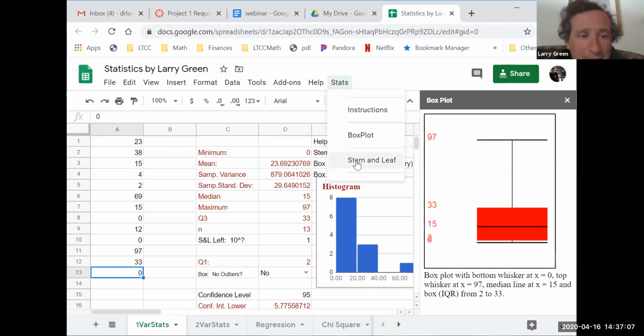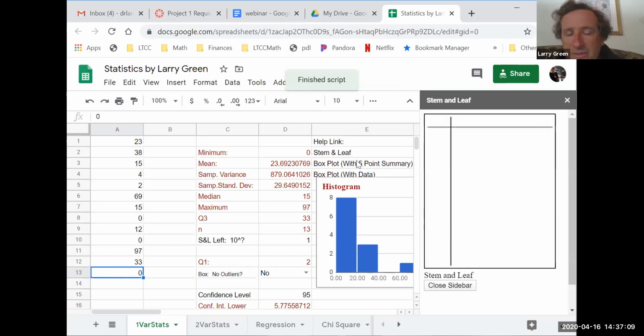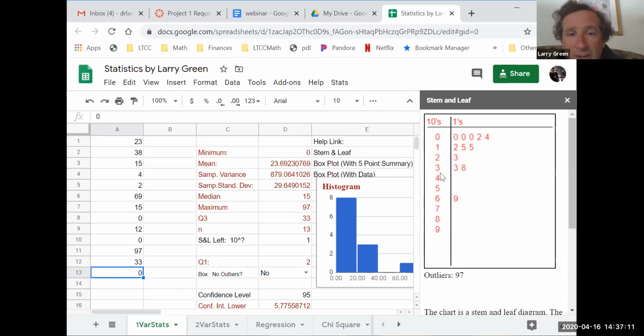There's also stem and leaf. And there it is. Right now it says the stem and leaf unit is 10 to the power 1, so it just means those are tens. If you want it to be hundreds instead of tens, you change that 1 to a 2, because 10 to the 2 is 100. You can change it to what you want, but it should be reasonable.